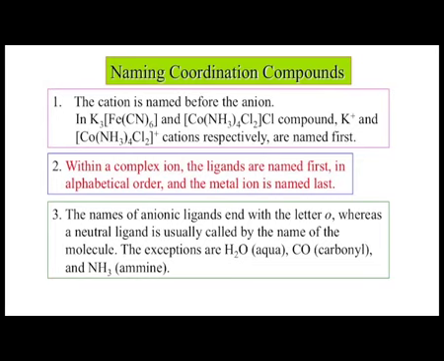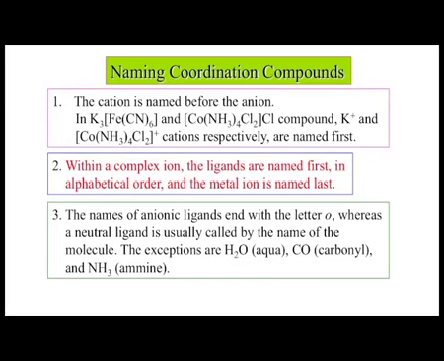The names of anionic ligands end with the letter O. Whereas the neutral ligand is usually called by the name of the molecule, so we do not change the name of the molecule. If it is a neutral one like the water molecule, it is aqua. We simply say aqua when water is coordinated, for example when 6 water molecules are surrounding the iron center in some hexaaqua compound. So, we say hexaaqua iron 3.